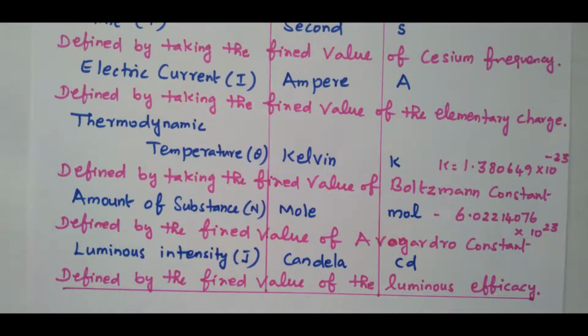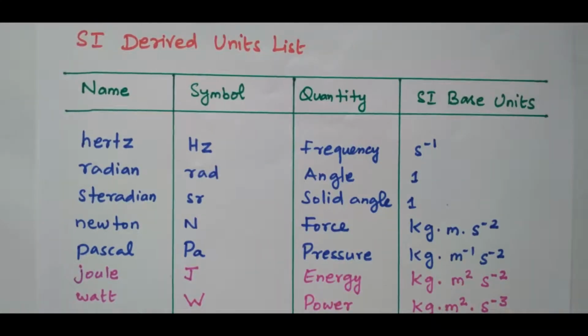Now we'll see the SI derived units. 22 derived units we'll see. All these derived units are obtained from these base units. Okay, now we'll see the derived units one by one. So this is the name, symbol, quantity, and SI base units. From which base units are we getting this? That is the SI base unit expression. It's a combination of one or more base units.